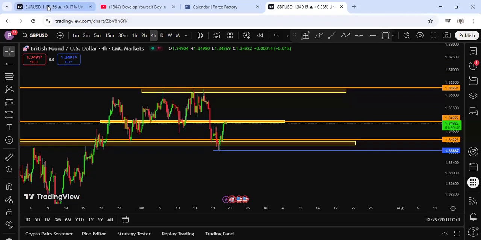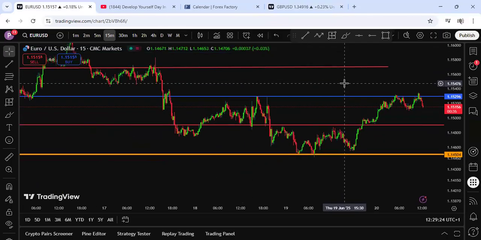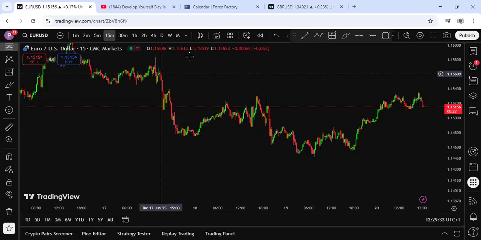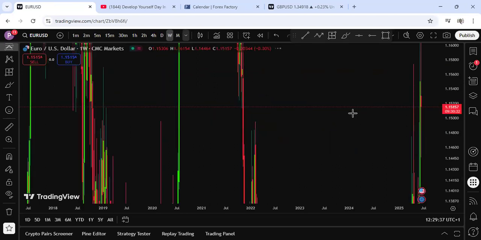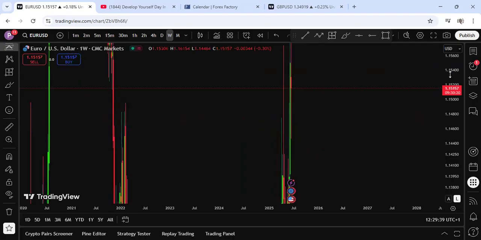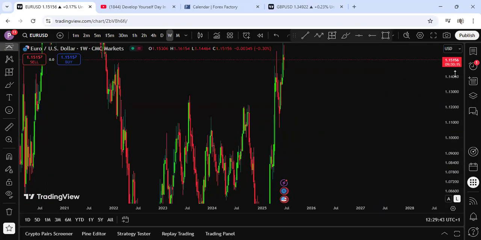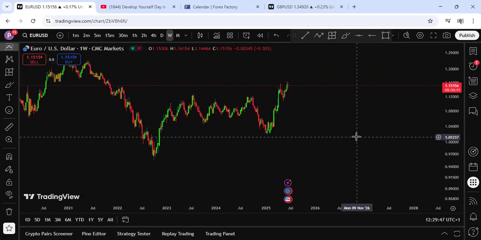Let me look at Euro USD as well. The Euro USD is also giving us the same pattern. Let me remove all my drawings on Euro USD as well. So first of all, for you to know, first look at the higher time frame. Let's look at the weekly time frame to see the Euro USD. The Euro USD as well is an uptrend.